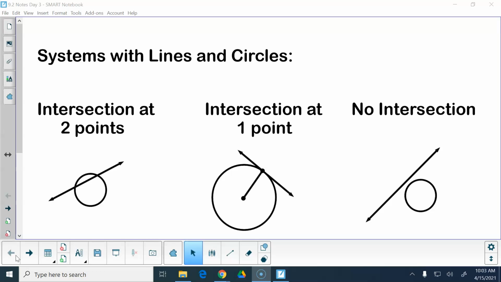All right, so if I got a circle and then I got a line, those two different things can interact in one of 3 ways. Either the line, and I'm going to work right to left here, doesn't touch the circle at all. That's a possibility, and there's an example of it. Or it intersects at one point. We call that a tangent.